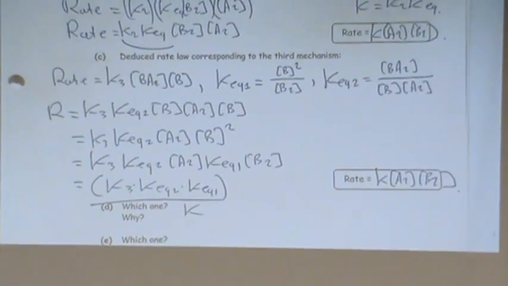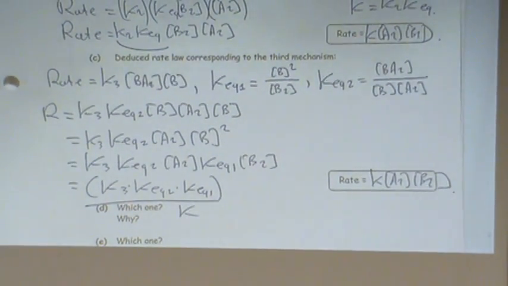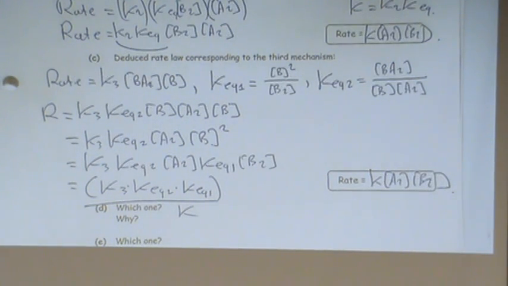Very interesting, huh? So for each of these three different mechanisms, they're all completely different mechanisms. Actually, each one of them has the same rate law. And it is a different rate law than the experimental rate law. Remember that, right? Okay, so now let's answer the questions.